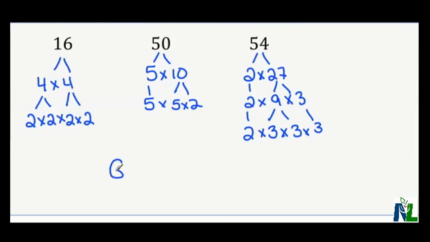So if I look at all the numbers here and look for what's common, the only number that's common between all 3 sets is a 2. So that makes the GCF of 16, 50, and 54 2.